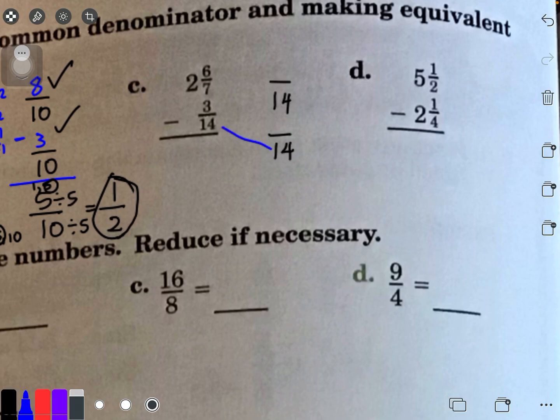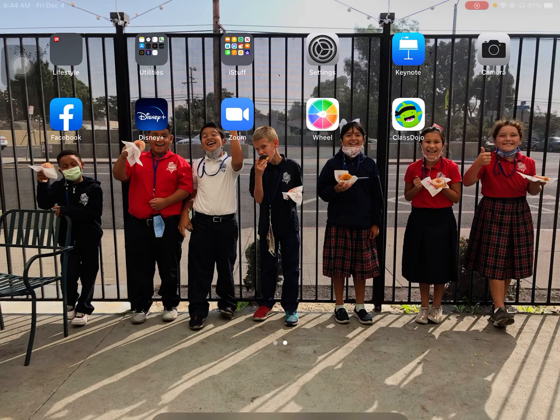What did I multiply to 14 to get 14? 1. So up here it's times 1, which is 3. What did I multiply to 7 to get 14? 2. So it's times 2. Up here it's times 2. So 6 times 2 will be 12. Oh, they have a whole number. I just noticed that. So this is how it's going to be.